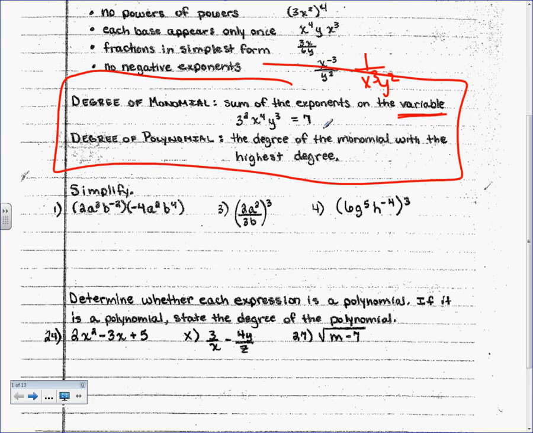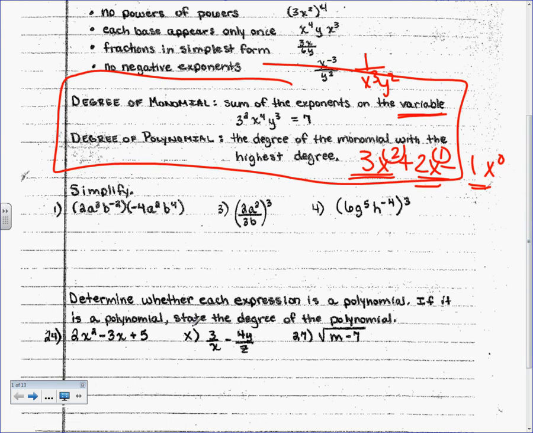Okay? If I look at the degree of a polynomial, poly means many, so more than one. Binomial, trinomial, doesn't matter. The degree of the monomial with the highest degree. So for example, 3x squared plus 2x minus 1. What's the degree here? 2. Here, 1. Here, none. So I pick the highest one, it would be 2. That's what you do. Okay?